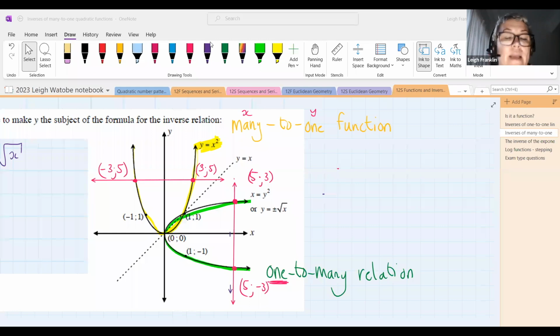Danelle, do you want to ask again? You're more than welcome. So, ma'am, are you saying that there can't be a repetition of x values?